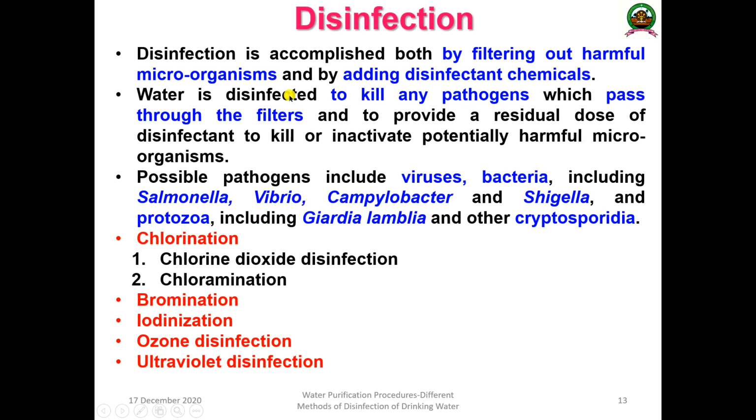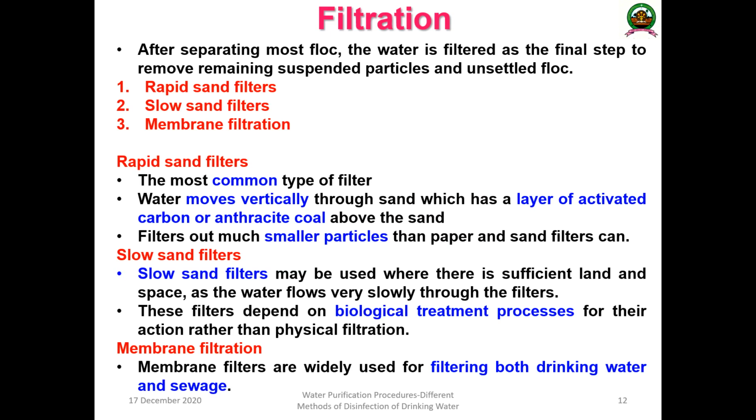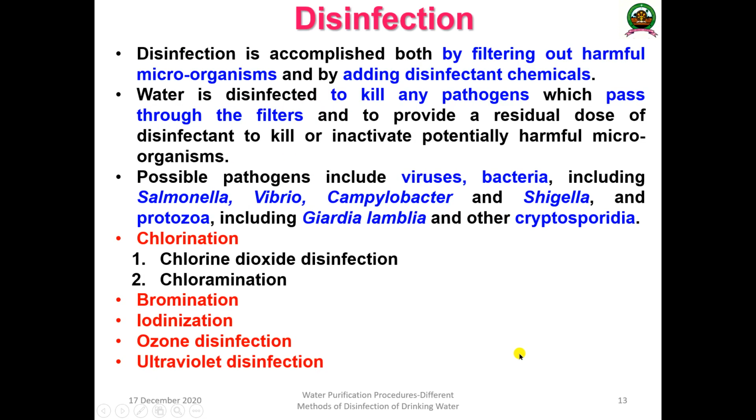The next one is the disinfection. The last step of the water purification process, disinfection, is mainly achieved by both filtering out the harmful microorganisms and adding a disinfectant chemical. Up to this step, most of the waste will have been removed, but the microorganisms remain, and there you add the disinfectant. It will kill the microorganisms, and finally the water will be free from microorganisms.